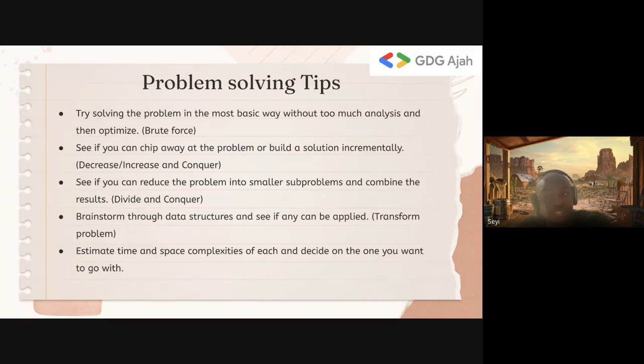So you're also looking for the efficient one when you're done. Then see if you can reduce the problem into smaller subproblems and combine the results. That's divide and conquer. Binary search is like divide and conquer, it's just that you go to one side. Or I'll say it's decrease and conquer, sorry. Binary search is decrease and conquer.